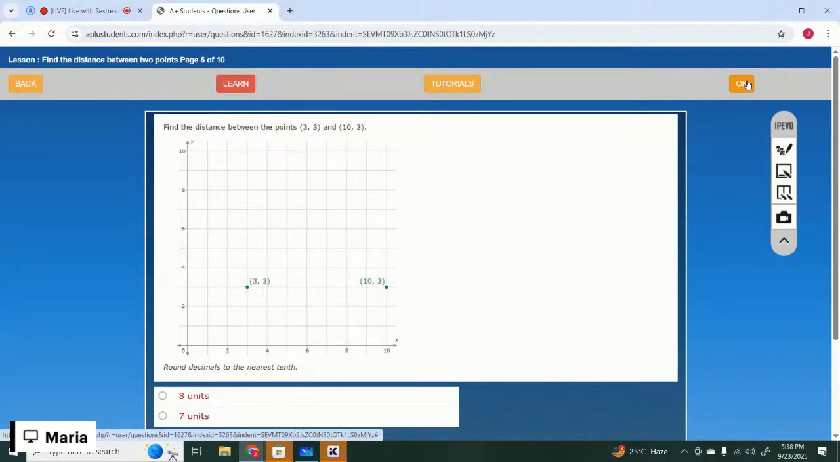Find the distance between the points (3, 3) and (10, 3). The distance between the 2 points (3, 3) and (10, 3) is 7 units. Option number 2 is the correct option.